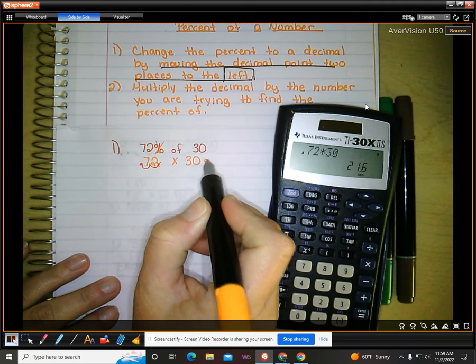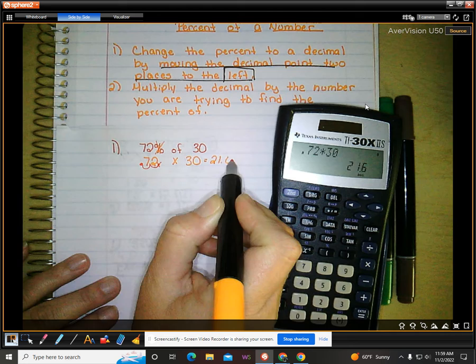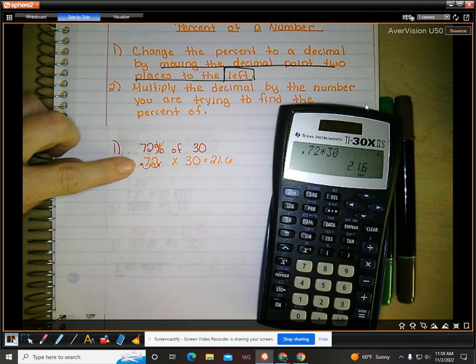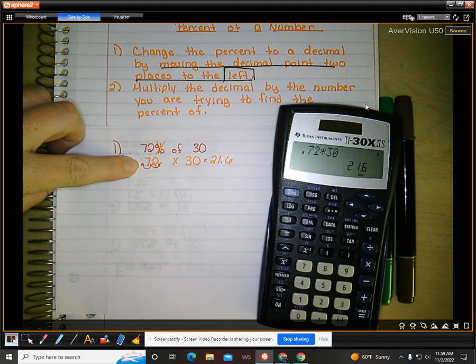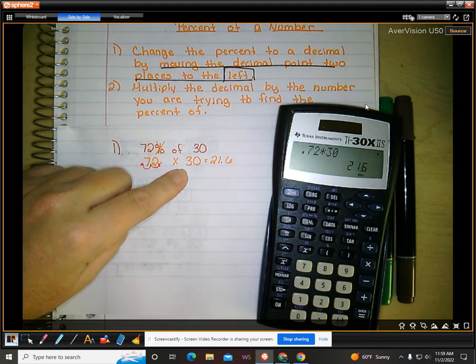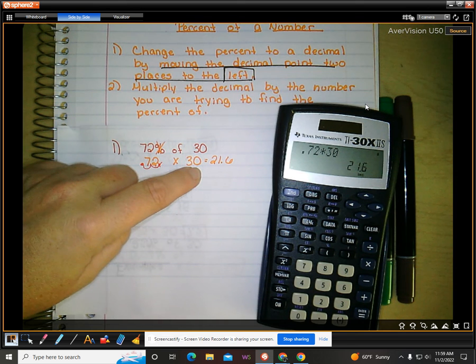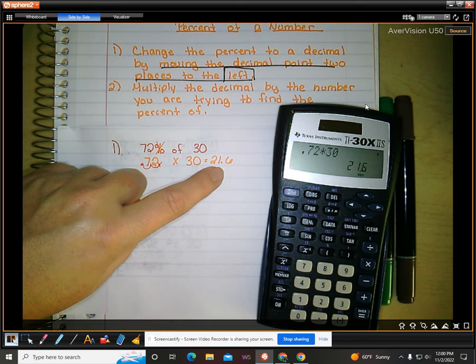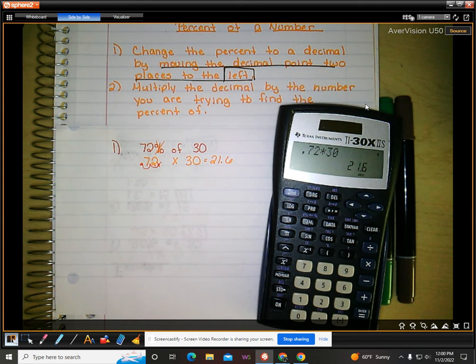Okay? Because if you don't type in the right thing, you are not going to get the right answer back. So first we have to change our percent to a decimal. It becomes 0.72 or 72 hundredths. And then of tells us to multiply, and we multiply the number that we're finding the percent of. To get that, 72% of 30 is 21.6, which is between the 15 and the 30 that I thought it should be. So my answer is probably right.